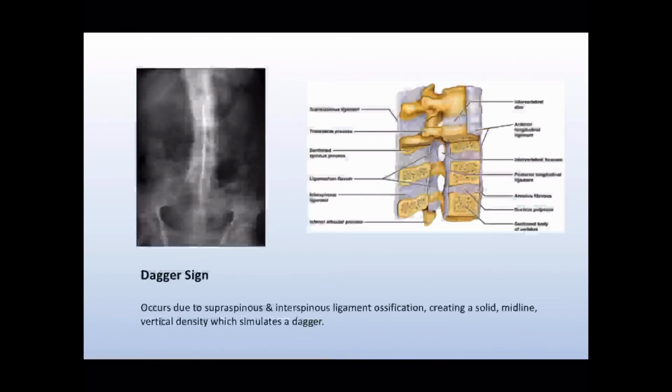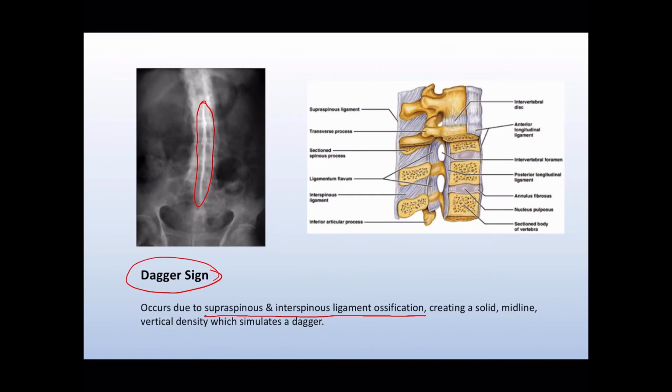Then there is the important dagger sign. What is dagger sign? Let me say it very clearly. The spine looks like a dagger. This is called a dagger sign. This white part, this is the dagger sign. Now, why does this dagger sign appear? This appears due to ossification of the supraspinous and the interspinous ligament, which creates a solid midline vertical density.